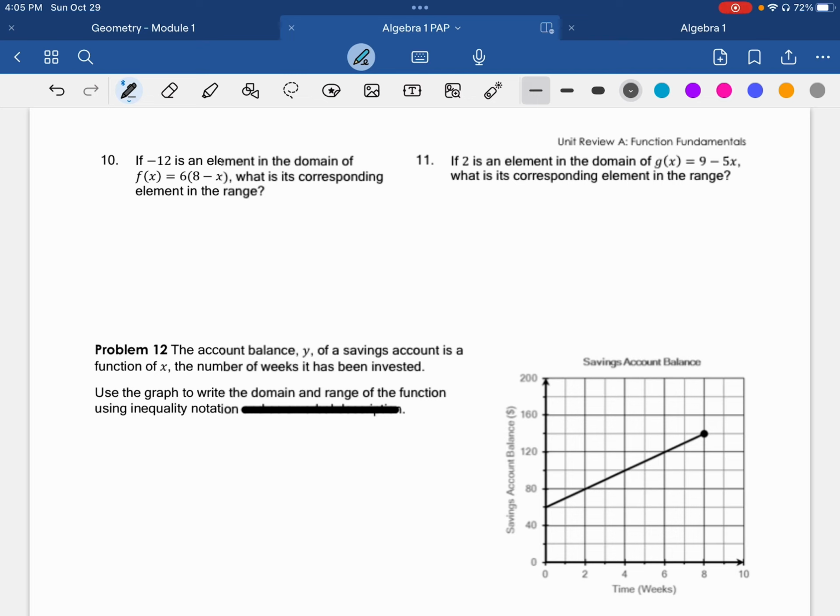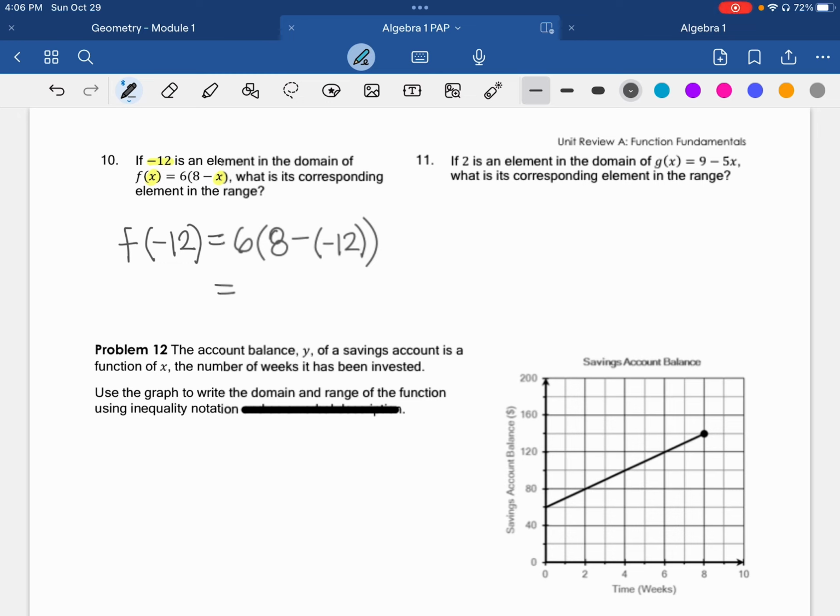I do want to take a look quickly at questions 10 and 11 because these ones seem to confuse us on the last quiz. Notice once again, we're still in the evaluation phase. So even though it says if negative 12 is an element of the domain, it's giving you this number as your x value and you're simply plugging it in. So you're going to do f of negative 12 equals 6 parentheses 8 minus negative 12, and then pop that into the calculator to give me an answer.